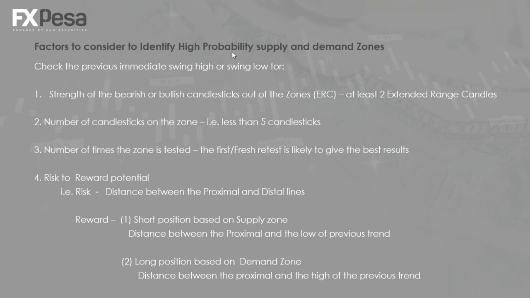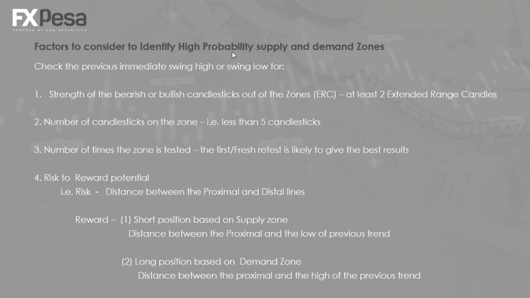The last thing that we need to consider is how to place stop loss and take profit. When it comes to placing your stop loss, it should be based on the distance between the proximal line and distal line. So along a supply zone, you're looking to place your stop loss a few pips above the distal line. So you'd be looking to place your stop loss a few pips above the line that is above, the line that we are calling distal line.